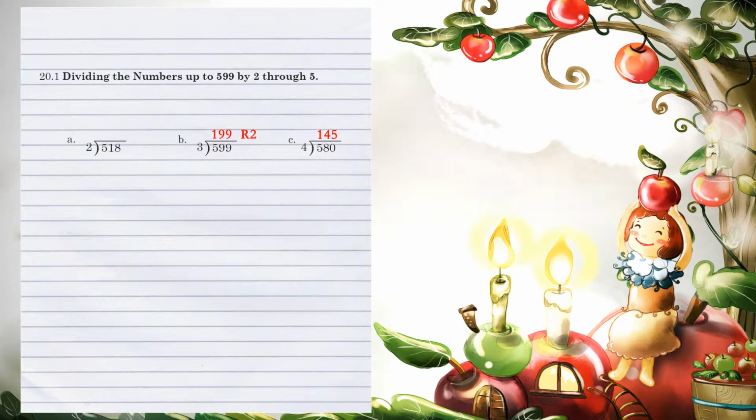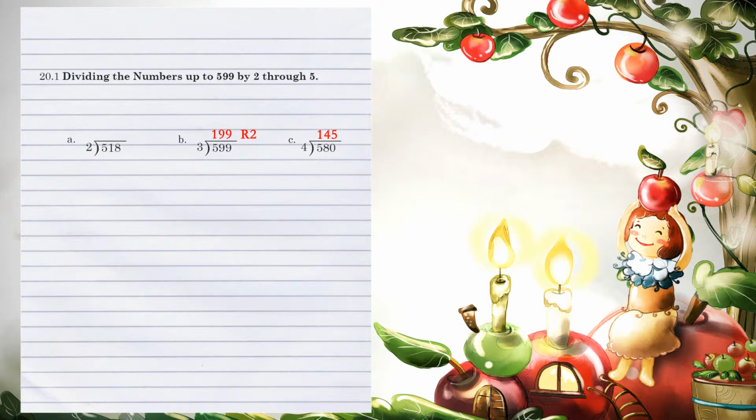2 times 2 is 4. We subtract 5 minus 4 to get 1. We bring down the second number. 2 can go into 11 5 times. 5 times 2 is 10. You subtract, you get 1.